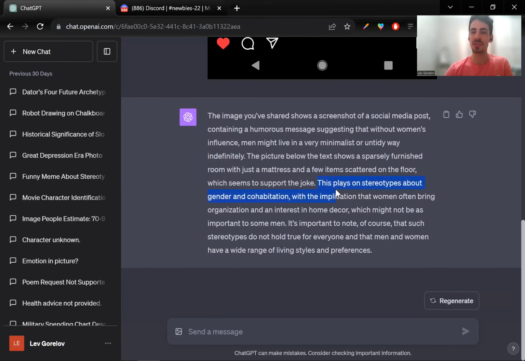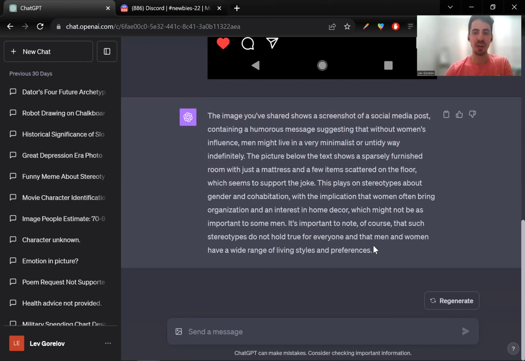And then it goes on to say that this plays on stereotypes. Very good. My social worker senses are very happy about gender and cohabitation. And it correctly points to the implication that this joke carries. And then it informs you, hey, although this is the joke and you might find it funny, it's important to note, of course, that such stereotypes do not hold true. Very well, GPT-4. I'm very impressed with you.